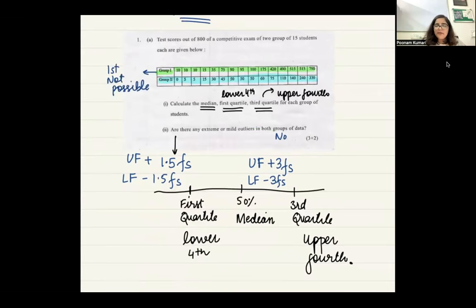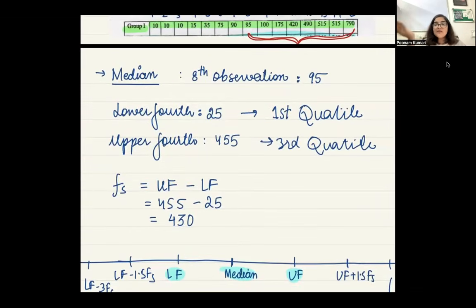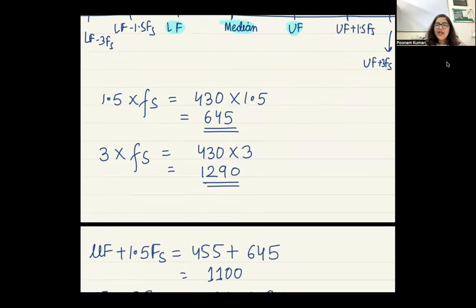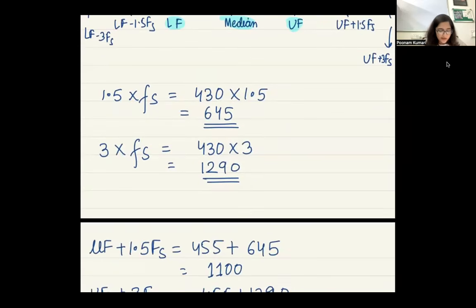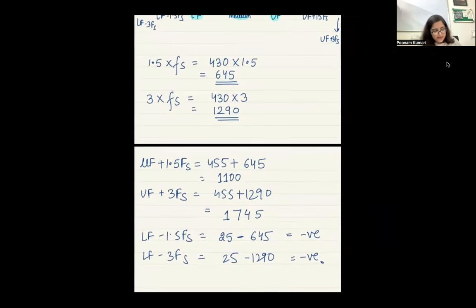But why is that happening? Because your fourth spread is very high, right? Your fourth spread is 430. If your fourth spread would have been something very small, let's say 10, would it be possible for us to have outliers? I'm just giving a random example. 10 times 1.5 is 15, and this is 30, right? So you will just have to add 455 plus 15 and then 455 plus 30. That will be well within the range, right?